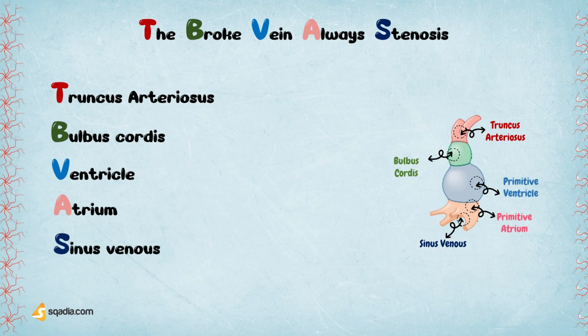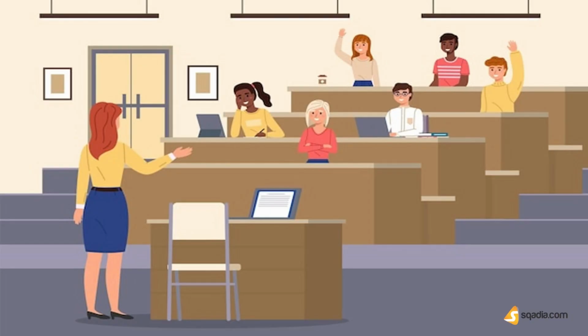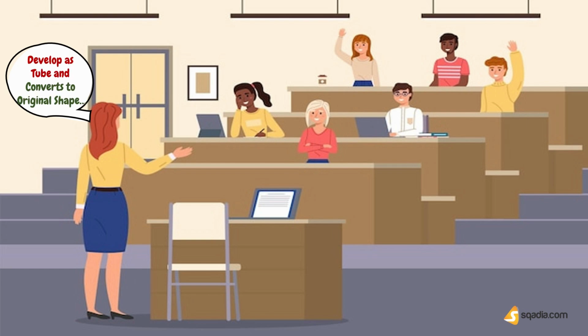So medical class, is the same question roaming around your mind? Heart isn't a tube-like structure. Then why is the heart developed as a tube? And how is it converted to its original shape? Well, class, to solve this mystery, let's discuss the looping and folding of the heart tube.